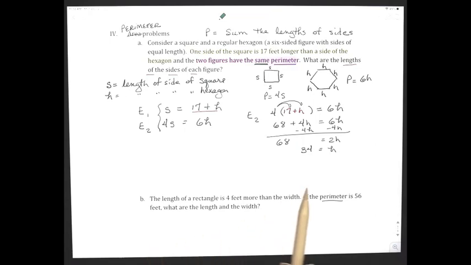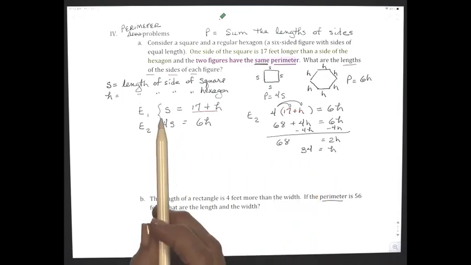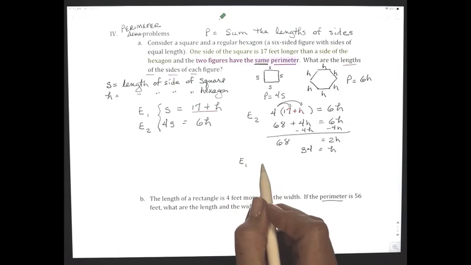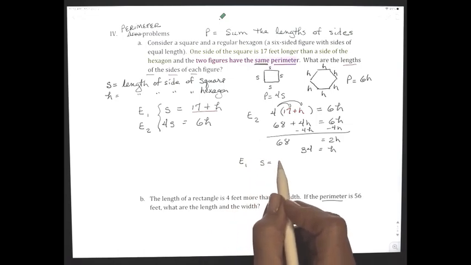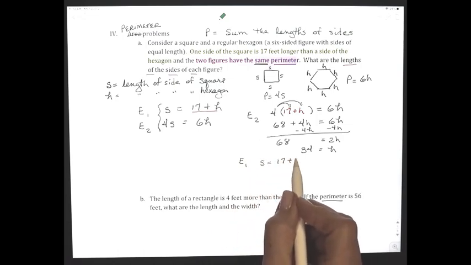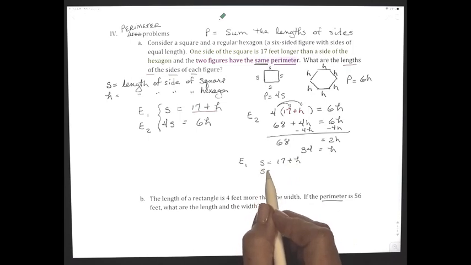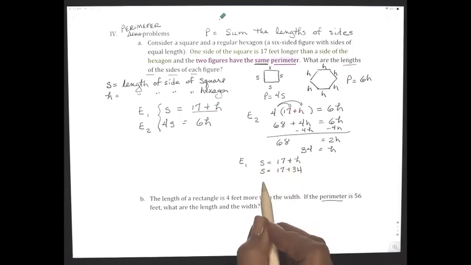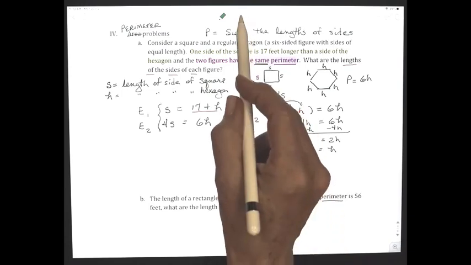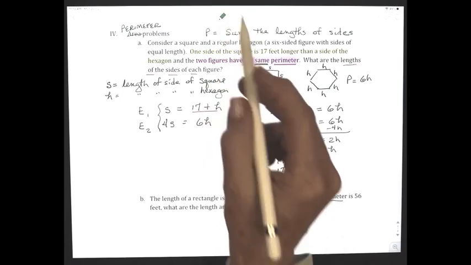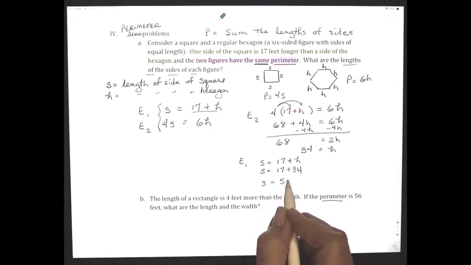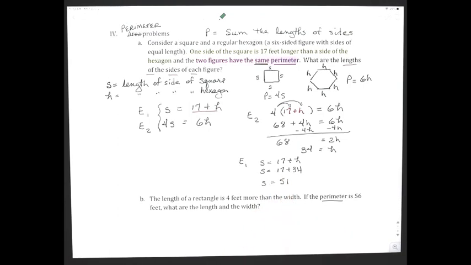And then I want to go back and find s, so I'm going to go back to equation number 1 and do a quick little back substitution. S is equal to 17 plus h, or in this case we found h to be 34. So it looks like s is equal to 51. Okay, so I've got my two answers.